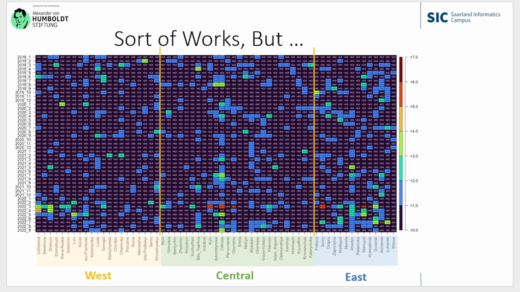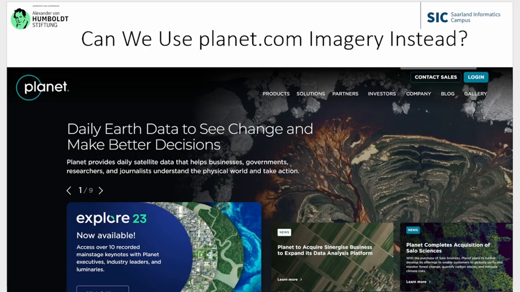And so we asked ourselves, can we do something using Planet imagery instead? Planet.com is another satellite imagery provider where the main selling point is daily Earth observation data.